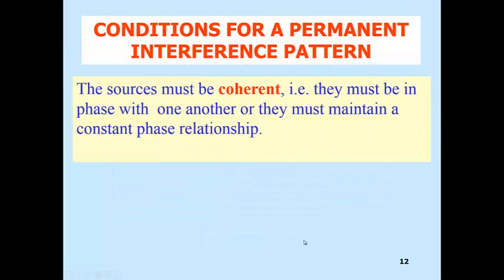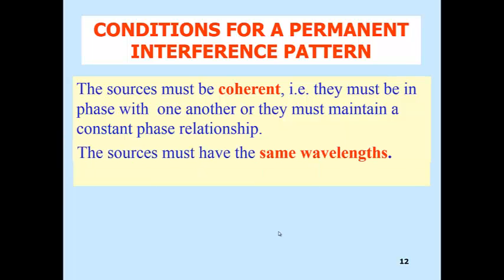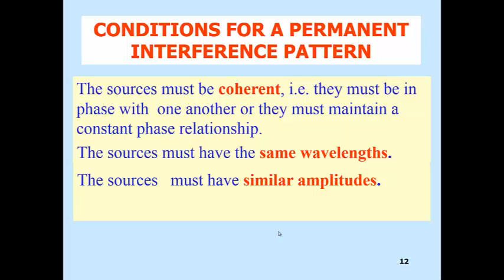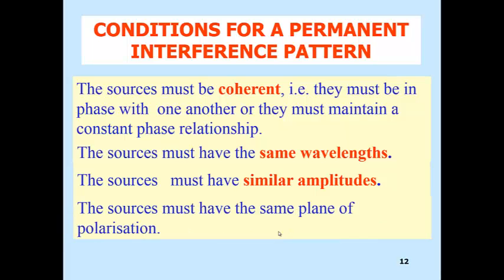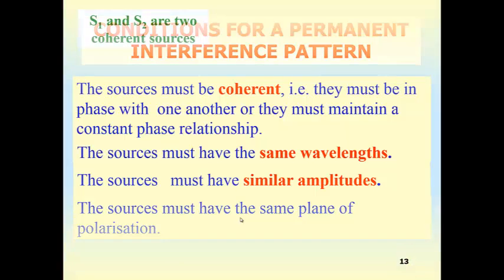So what do we need for a permanent interference pattern? We have to have coherent sources, so they have to be in phase with each other, and they must maintain a constant phase relationship. And they must have the same wavelengths and similar amplitudes, and the same plane of polarization. We're not going to talk too much about polarization, but this is what happens for a permanent interference pattern. And we'll get on to this a little bit more when we talk again about standing waves.